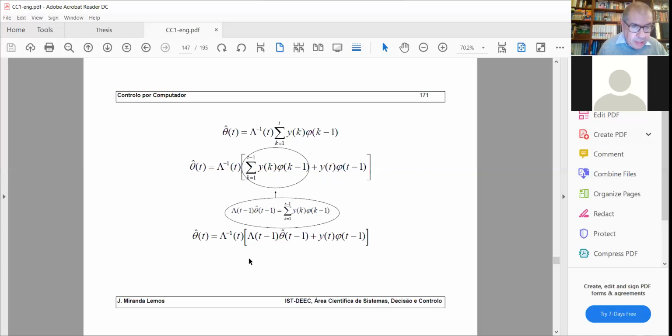Now you have here the inverse of lambda at time t, and you have here lambda at time t minus 1. So probably one thing that you can do is to get an expression for lambda at time t, relating it with lambda at t minus 1, and then perhaps get an expression for the inverse.